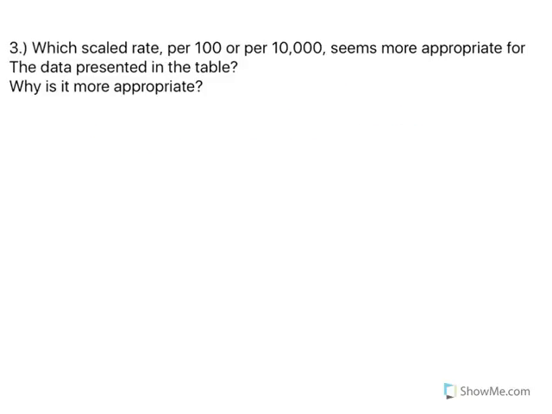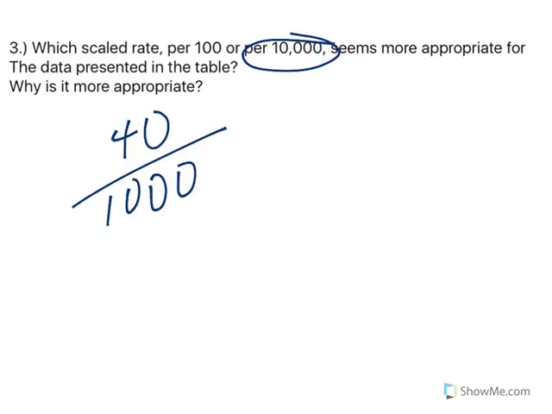Now, which scaled rate, per 100 or per 10,000, seems more appropriate? Well, I've already kind of mentioned this. I think it's per 10,000, because when we're talking about California and we say 40 out of 10,000 people, those are concrete numbers. You know what $40 looks like. I wish I knew what $10,000 looks like. But those are numbers that we can actually conceive. Thinking about 40 people to 10,000 is easier than thinking 0.4 to 100. It's just concrete numbers.